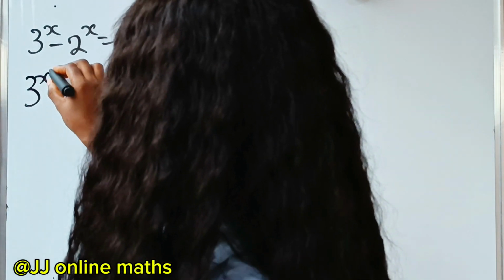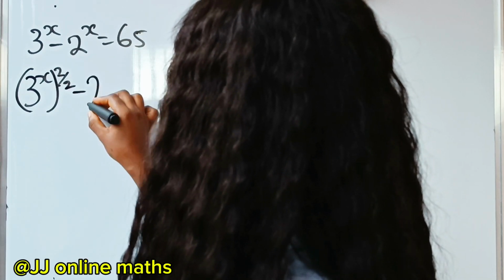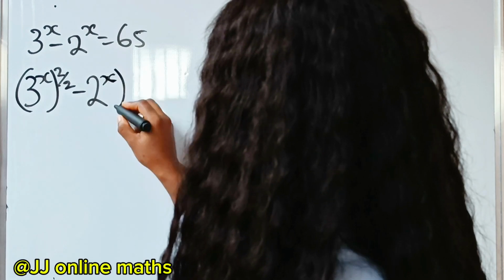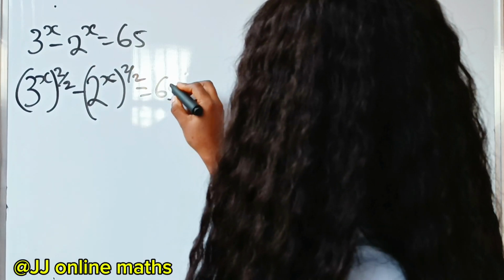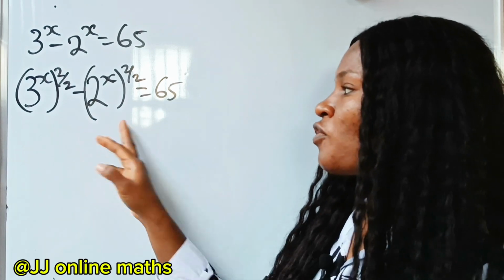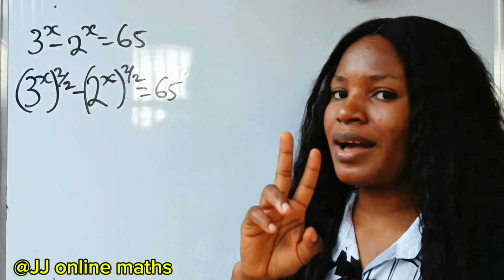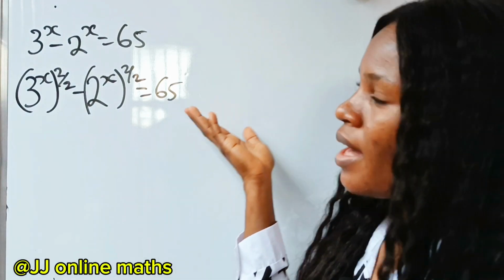I'm going to introduce a square by raising this to the power of 2 over 2, and I'm going to do the same thing here. So this 2 to the power of x, raised to the power of 2 over 2, is equal to 65. I'm trying to form a difference of two squares because that is the only way I can get two equations that I can solve simultaneously to find the value of my x.